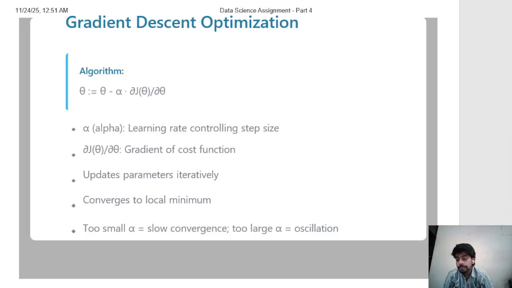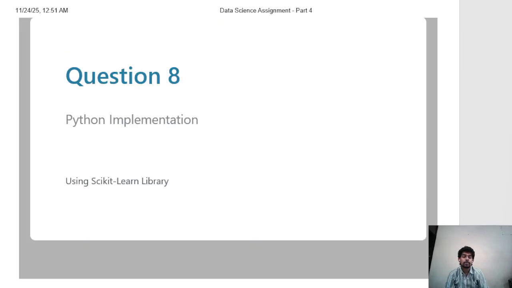The algorithm updates parameters iteratively, making small steps toward the minimum. Eventually, the parameters converge when the gradient becomes very small. If the learning rate is too small, convergence is very slow. If it's too large, the algorithm oscillates around the minimum and might not converge. Finding the right learning rate is important for effective training. Now let's proceed to question 8.